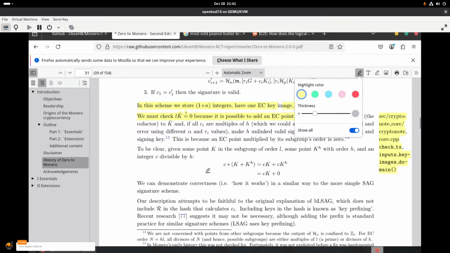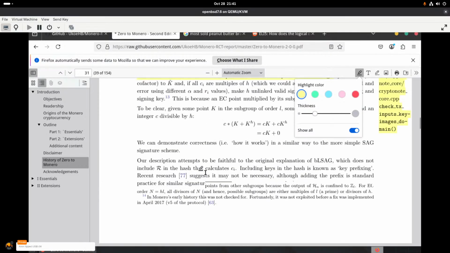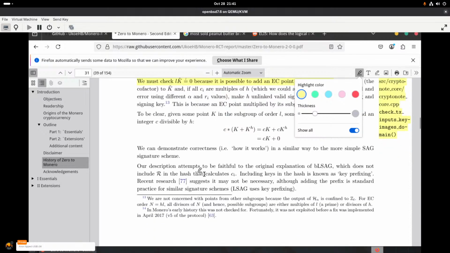We can demonstrate the correctness, i.e. how it works, in a similar way to the most simple SAG signature scheme. In our description, we attempt to be faithful to the original explanation of BL-SAG, which does not include R in the hash that calculates c, including keys in the hash, that is, no key prefixing. Recent research suggests that it may not be necessary, although adding the prefix is standard practice for similar signature schemes.